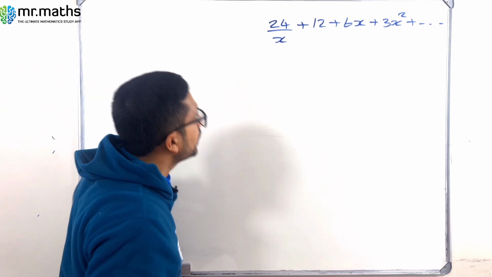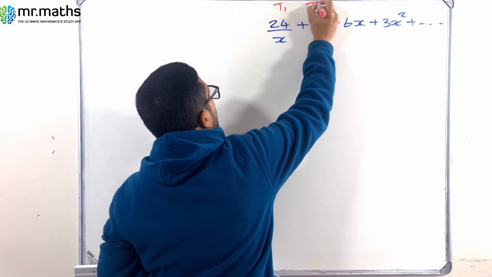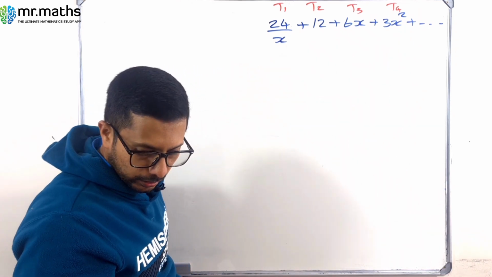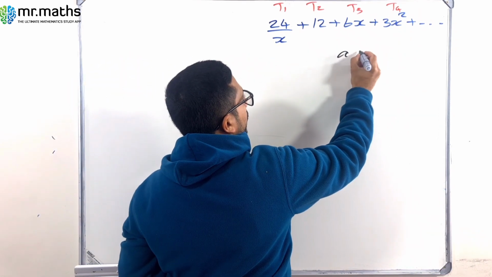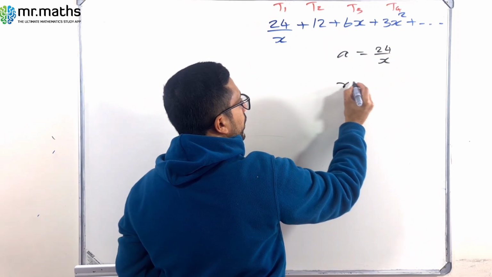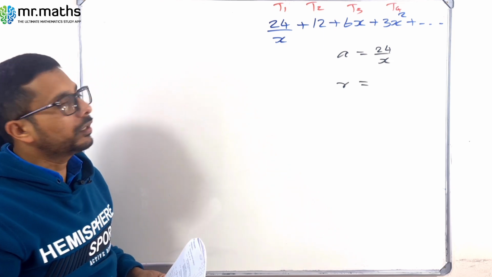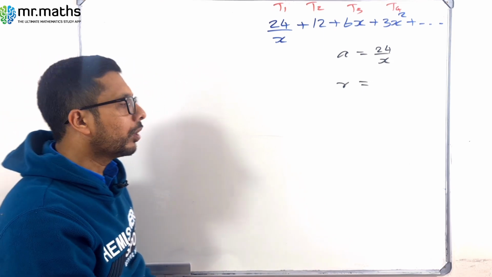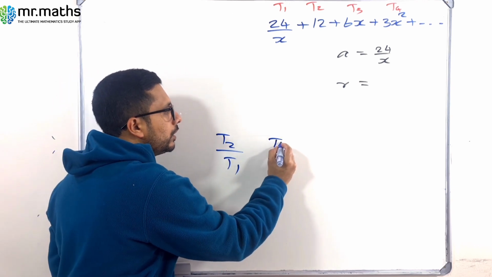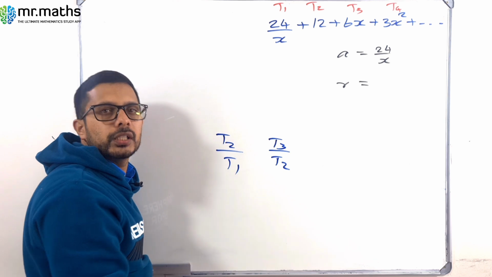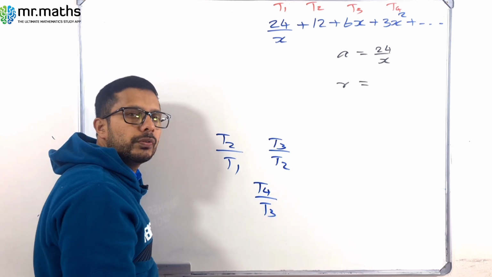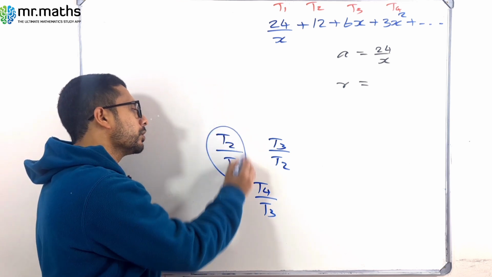Okay. So what is a common ratio? Here you can see that this is T1, this is T2, T3, T4. What is the first term in this one? A, the first term, is 24 by x. Now what is the common ratio? So guys, common ratio doesn't mean that always you have to take T2 by T1. If you take T3 by T2 also, you are going to get the same answer. Or T4 by T3, there also you will get the same answer. Don't think that always you have to take this one.